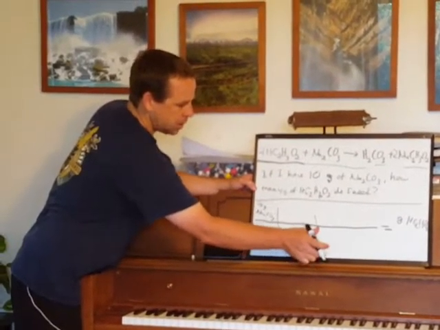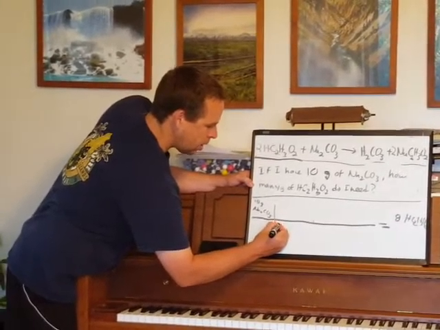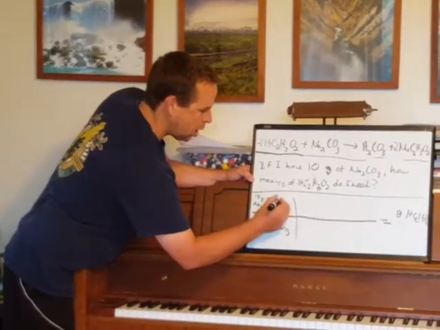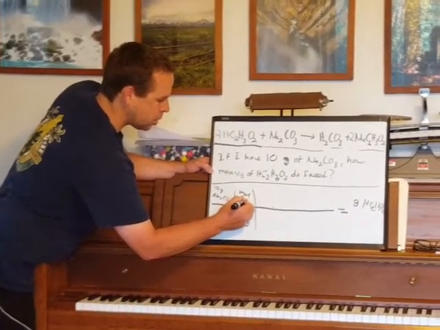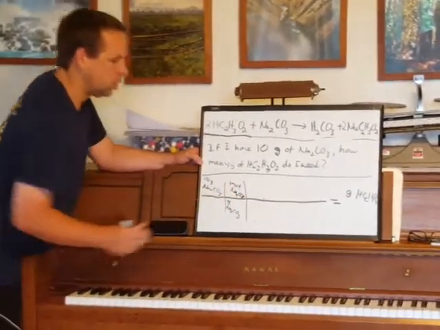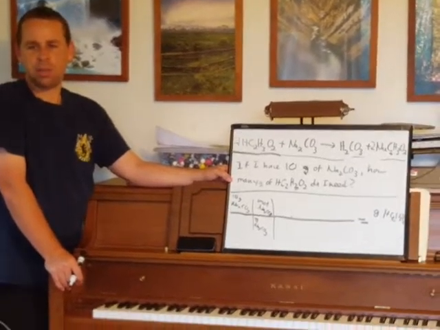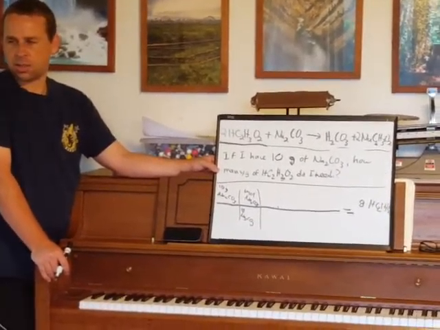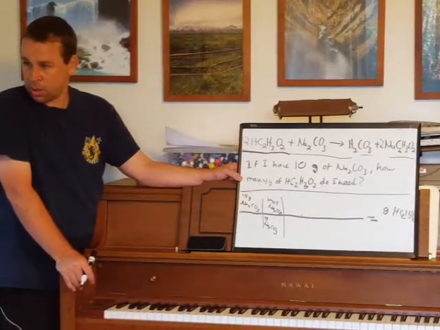I'm going to make that a little bit small. Grams of sodium carbonate, Na2CO3. And up here goes moles of sodium carbonate. Now we need the numbers. How many grams are there in 1 mole? 106. Does everybody remember how we knew that?